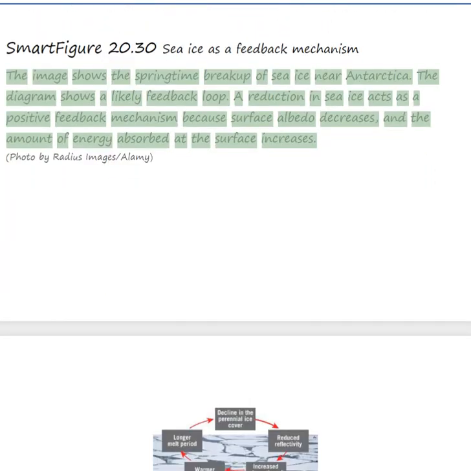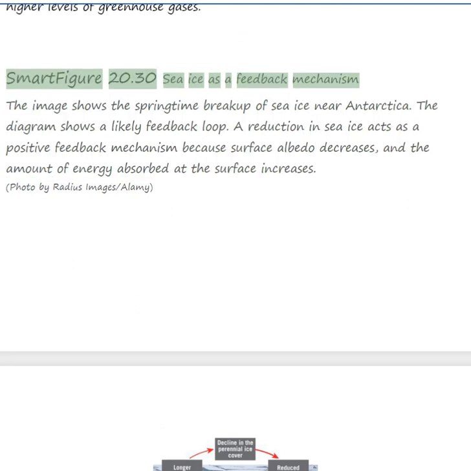The image shows the springtime breakup of sea ice near Antarctica. The diagram shows a likely feedback loop. A reduction in sea ice acts as a positive feedback mechanism because surface albedo decreases, and the amount of energy absorbed at the surface increases. Smart Figure 20.30: Sea ice as a feedback mechanism.